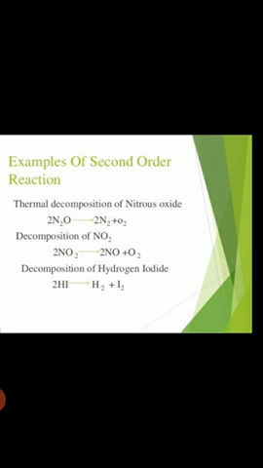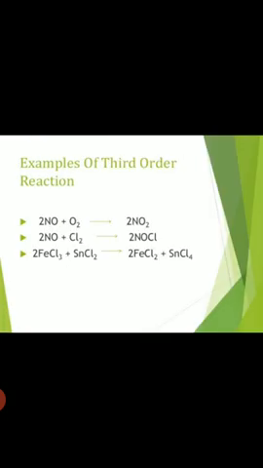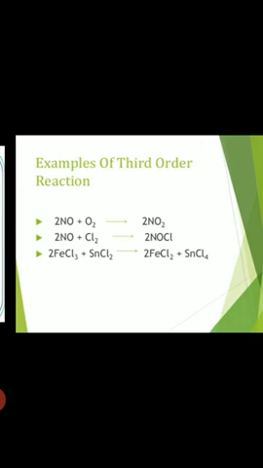Now students, the third order reactions. Here are the examples. Reaction between nitric oxide and oxygen to give nitrogen dioxide, right? Reaction between nitric oxide and chlorine to give nitrosyl chloride, right? And the reaction between FeCl3 and SnCl2 giving ferrous chloride and SnCl4 are the examples of the third order reaction.